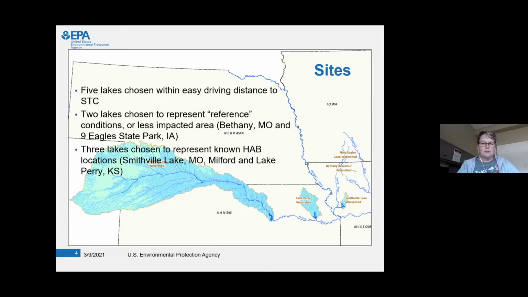These are just a brief shot of the watersheds that we were looking at. We chose 2 lakes that represented reference conditions, very small watersheds, and then 3 lakes were our target lakes. And the one we're going to look at today is Lake Perry there towards the bottom right of your screen. It's a medium-sized watershed there in the state of Kansas.